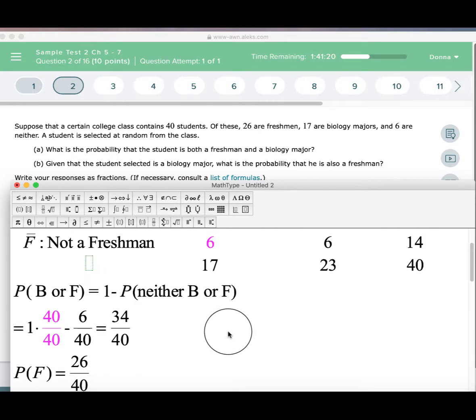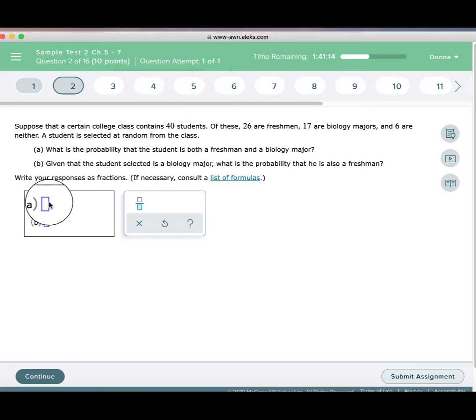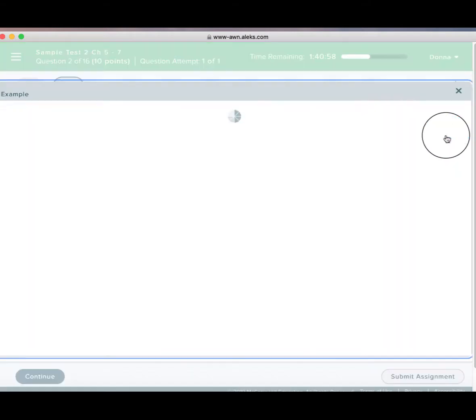All right, so let's put in those answers, and then let's go ahead and do another example. So this one was 9 out of 40. And this one's 9 out of 17 because we restricted the major. Instead of looking at all students, now we're only looking at bio majors. So let's just do another example so you can see that it doesn't take that long.